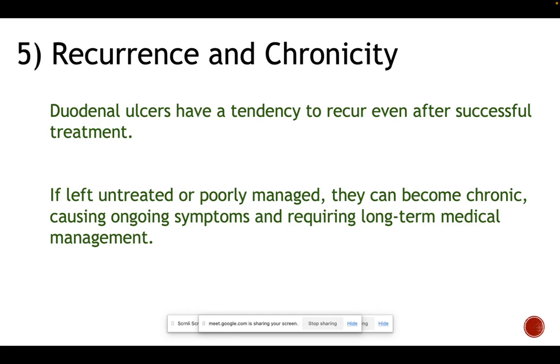Coming towards recurrence and chronicity, duodenal ulcers often have a tendency to recur even after successful treatment. For example, in selective vagotomy, we cut the vagus nerve selectively, which supplies the stomach. But in selective vagotomy also, the culprit nerve of the stomach is left behind. It's not cut. So that can also lead to peptic ulcers in the duodenum. If it is left untreated or poorly managed, they can become chronic, causing symptoms and requiring long term medical management. So that's all from my side.